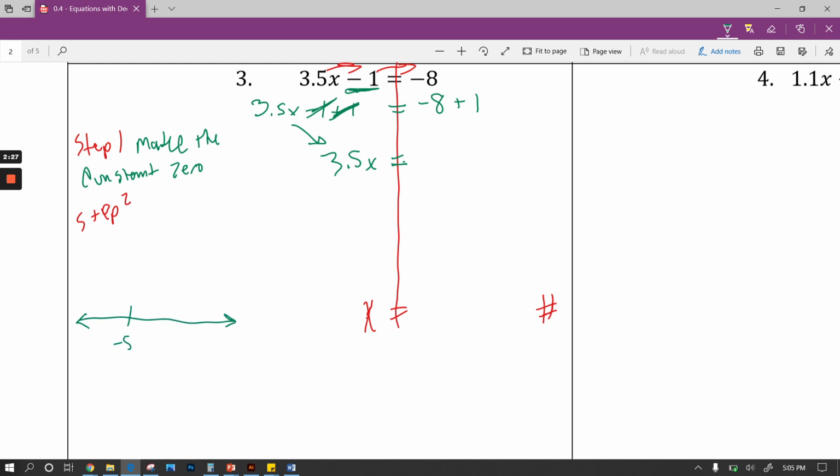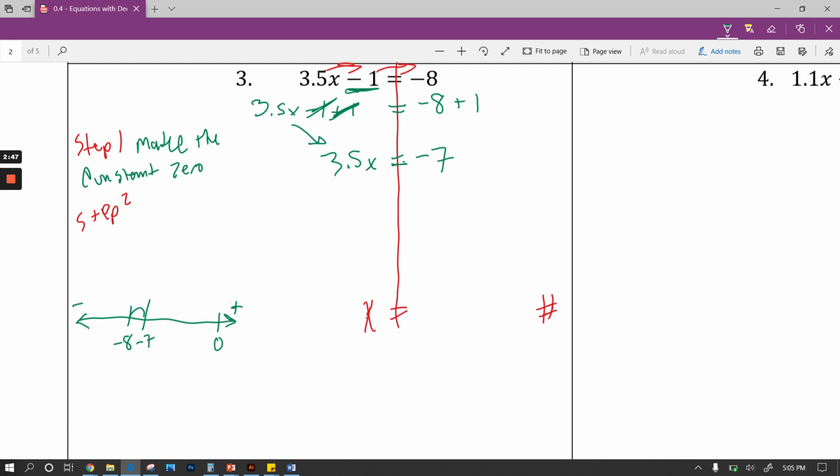I'm going to start here, -8. And then if I'm going to add a positive 1, that means I'm going to go towards the positive numbers. Zero's over here somewhere, but I'm not going to go quite that far because I'm just going 1, which means I'm going to go to -7. So I have 3.5x equals -7.